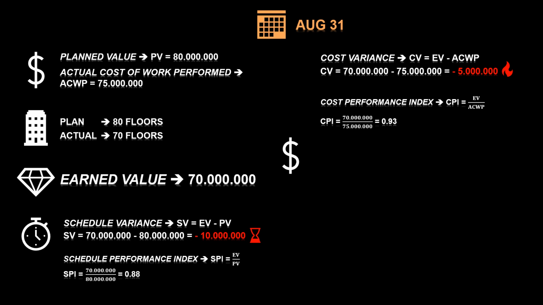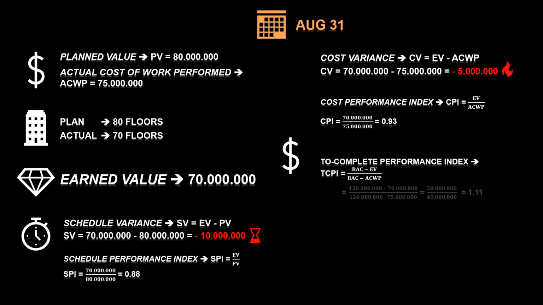As a conclusion, starting with September, we need to be faster and we need to save money at the same time. And to get a feeling about how much you need to improve to meet the budget at the end of the project, you can use another indicator, which is called To Complete Performance Index, TCPI. And that is budget minus earned value divided by budget minus actual cost of work performed. And in our case, it's 1.11. 1.11 means that from now on until the end of the project, your CPI must be 1.11 to stay in budget.